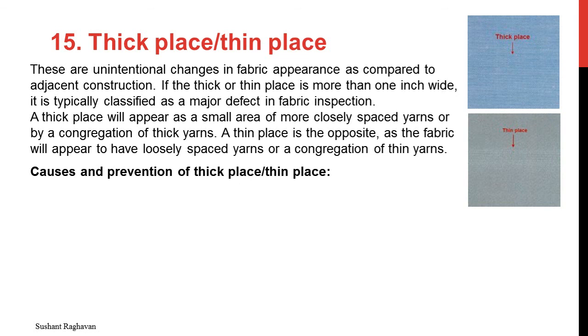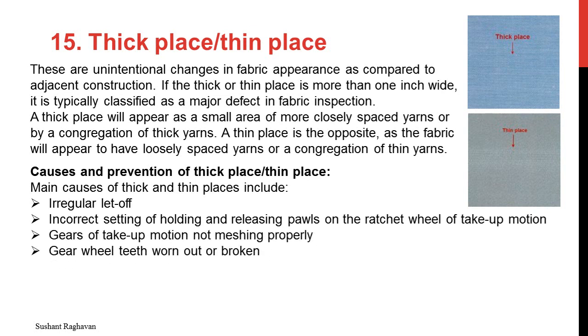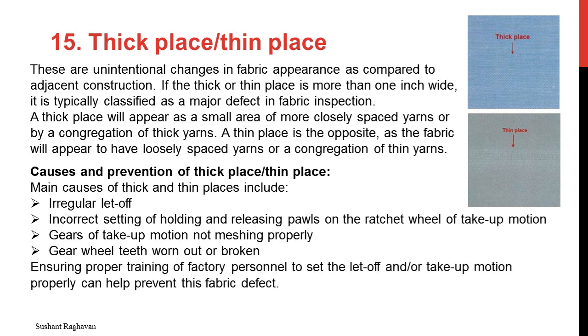Causes and prevention of thick place, thin place. Main causes of thick and thin place include irregular let-off, incorrect setting of holding and releasing pawls on the ratchet wheel of take-up motion, gears of take-up motion not meshing properly, and gear wheel teeth worn out or broken. Ensuring proper training of factory personnel to set the let-off and or take-up motion properly can help prevent this fabric defect.